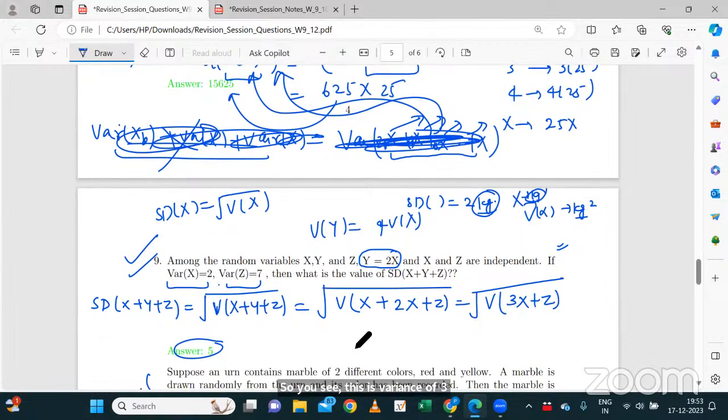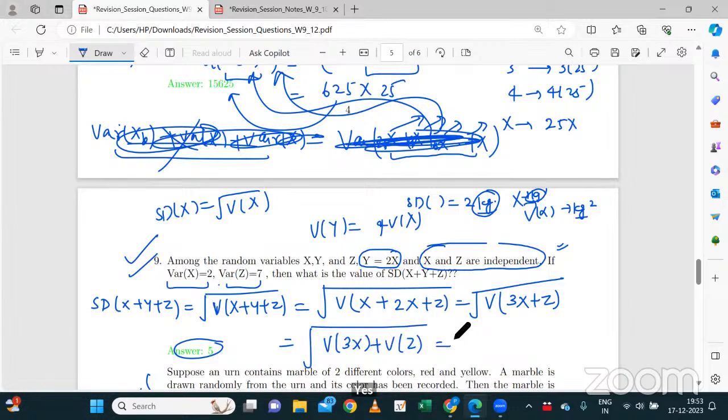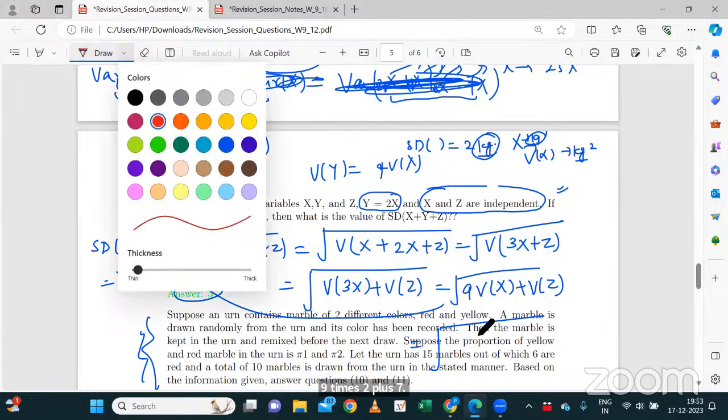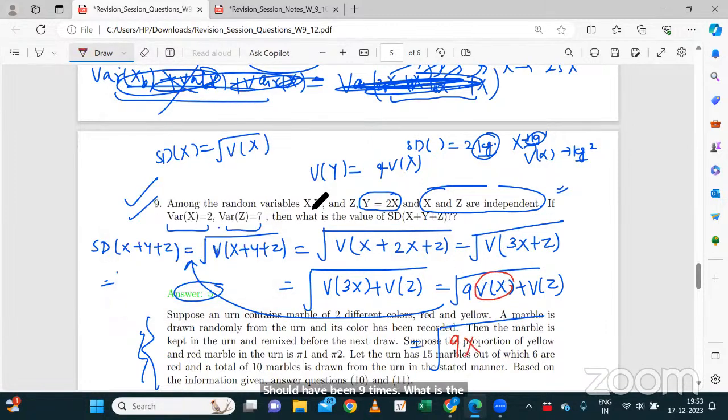So the variance of 3X plus Z, inside the square root. Now X and Z are independent, as given. So I can simply write the variance of 3X plus the variance of Z. That means 9 times the variance of X plus the variance of Z. I'm writing it here itself. It's visible, right? So it will be the square root of 9 times the variance of X, which is 2, plus 7, the variance of Z. It's nothing but 25, and the square root is 5. So 5 is the correct answer.